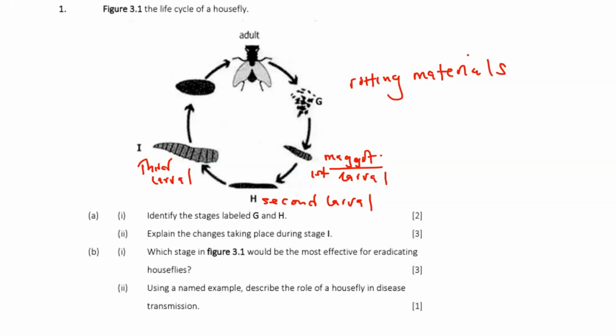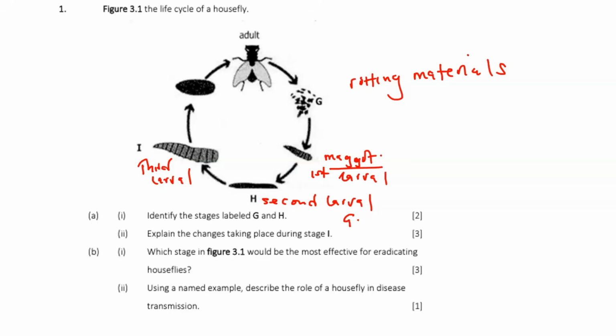Now, what are the questions that we have here? The question is: identify the stages. That is the first question. Identify the stages labeled G and H. So we've already identified them, because in this case I've already given the stages here.